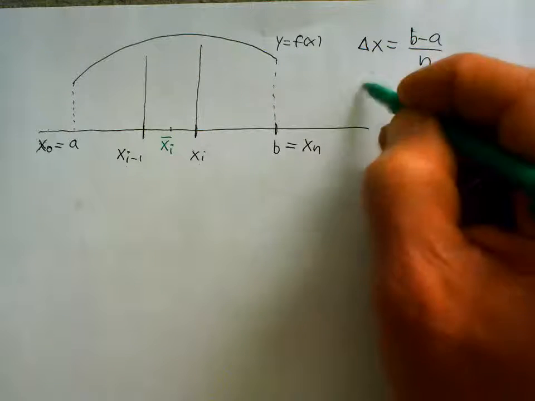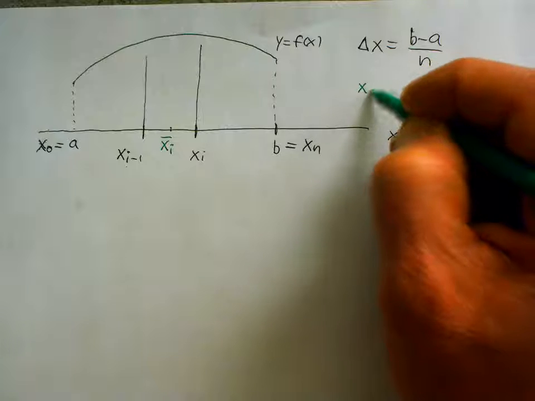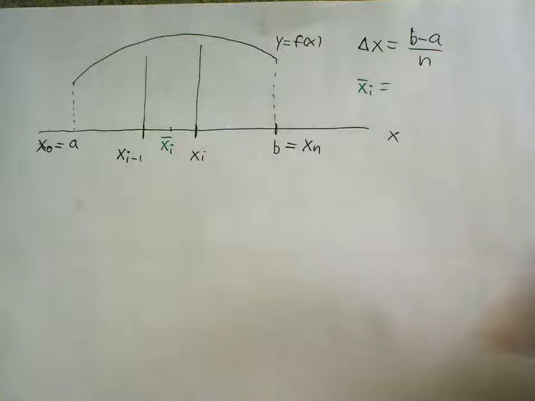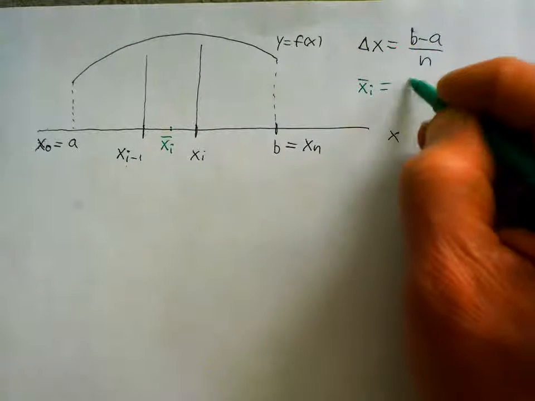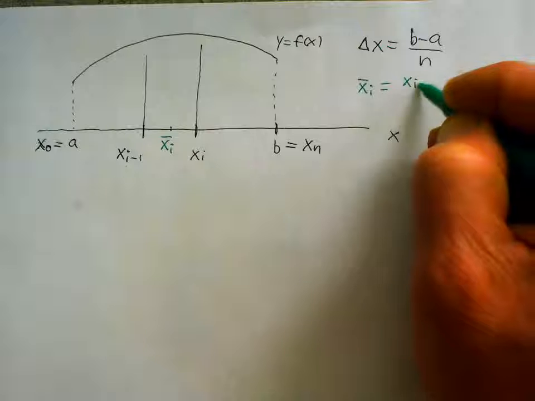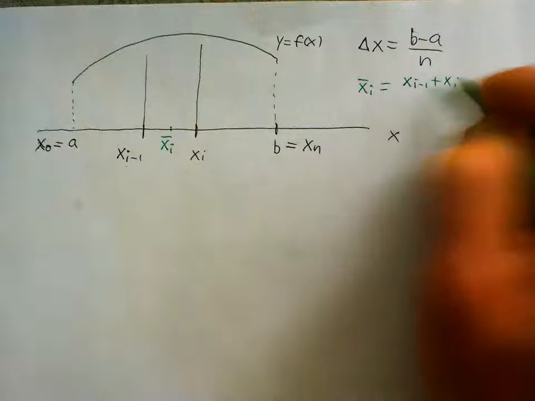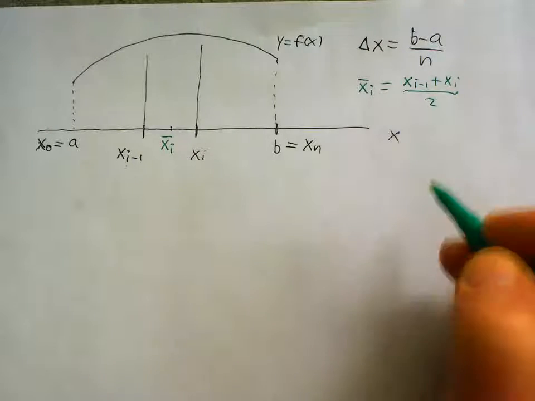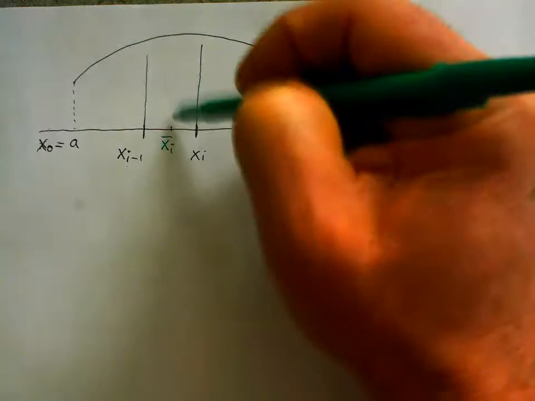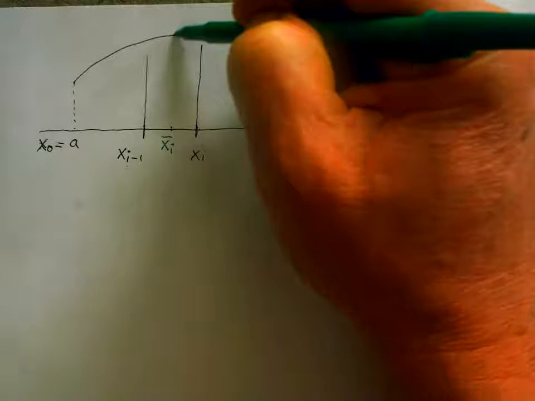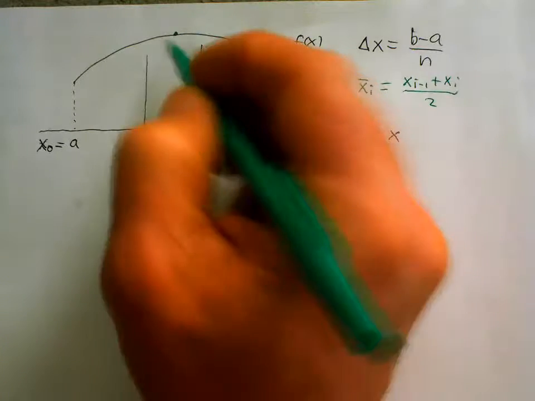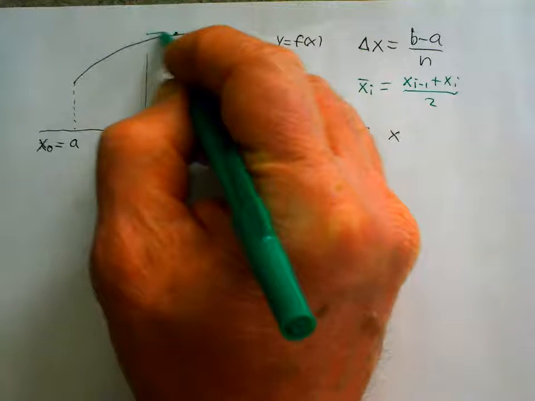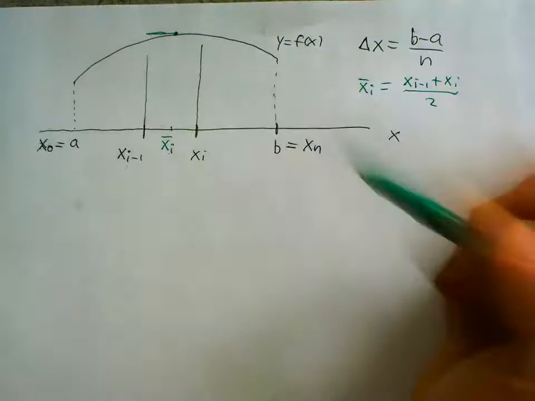And over here, I'll just make a note that x sub I bar, since it's the midpoint or the average of the endpoints, is x sub I minus 1 plus x sub I divided by 2. And the height of this rectangle will be determined by x sub I bar.